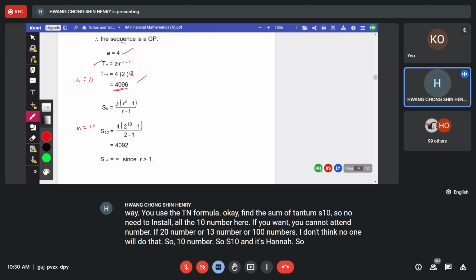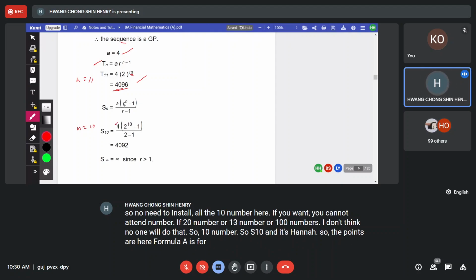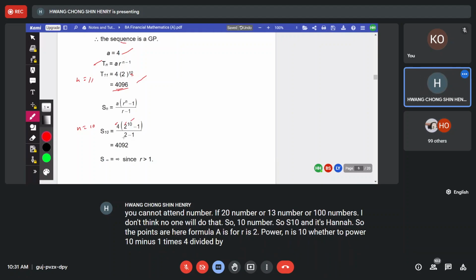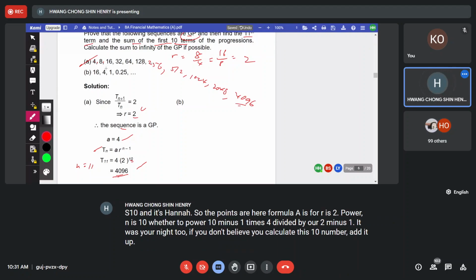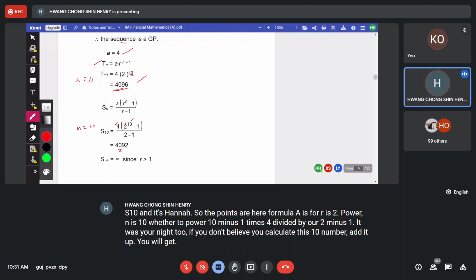So we put inside here the formula. A is 4, R is 2, power N is 10. Later, 2 power 10 minus 1, times 4, divided by R, 2 minus 1. You get 4092. If you don't believe, you calculate this 10 numbers, add it up, you will get 4092. You try and see.